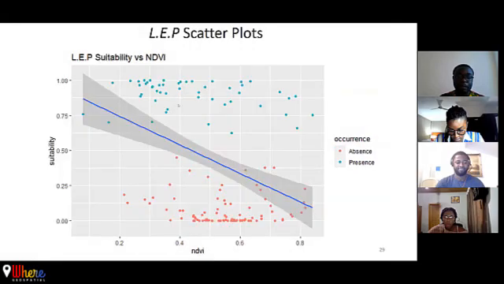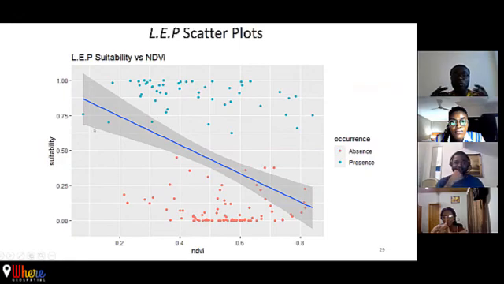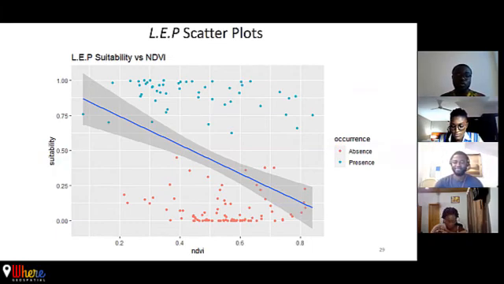If you come here, we have the suitability against the NDVI, and this is a negative relationship. The suitability is the probability of finding an insect at that location. So as we find more insects at a particular location, the NDVI, which is checking the health of the crop, is reducing. So that's a negative relationship.